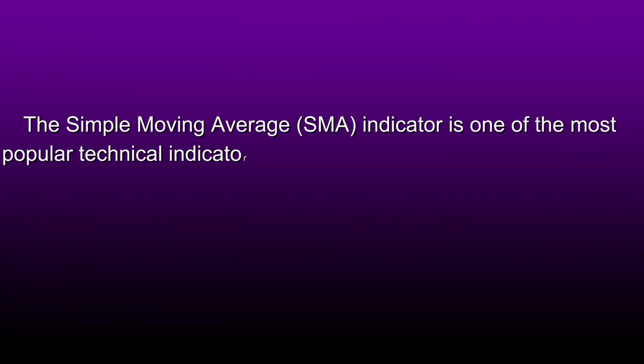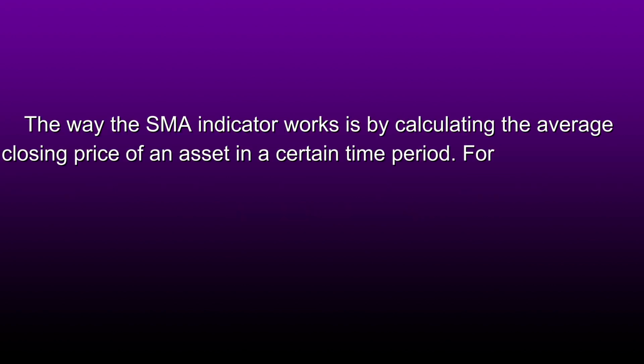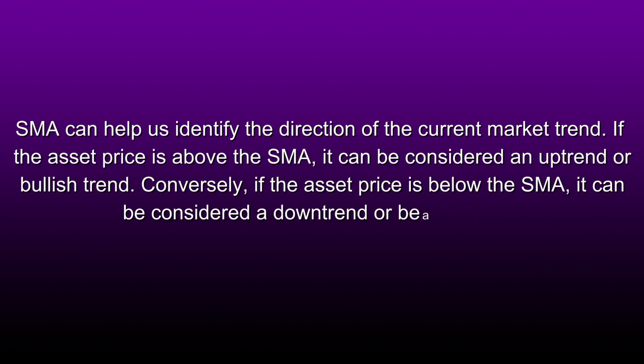The simple moving average, SMA indicator, is one of the most popular technical indicators among traders. This indicator is used to identify the direction of market trends by smoothing price data that continues to change. The way the SMA indicator works is by calculating the average closing price of an asset in a certain time period. For example, if we use SMA 50, then the indicator will calculate the average closing price for the last 50 time periods.